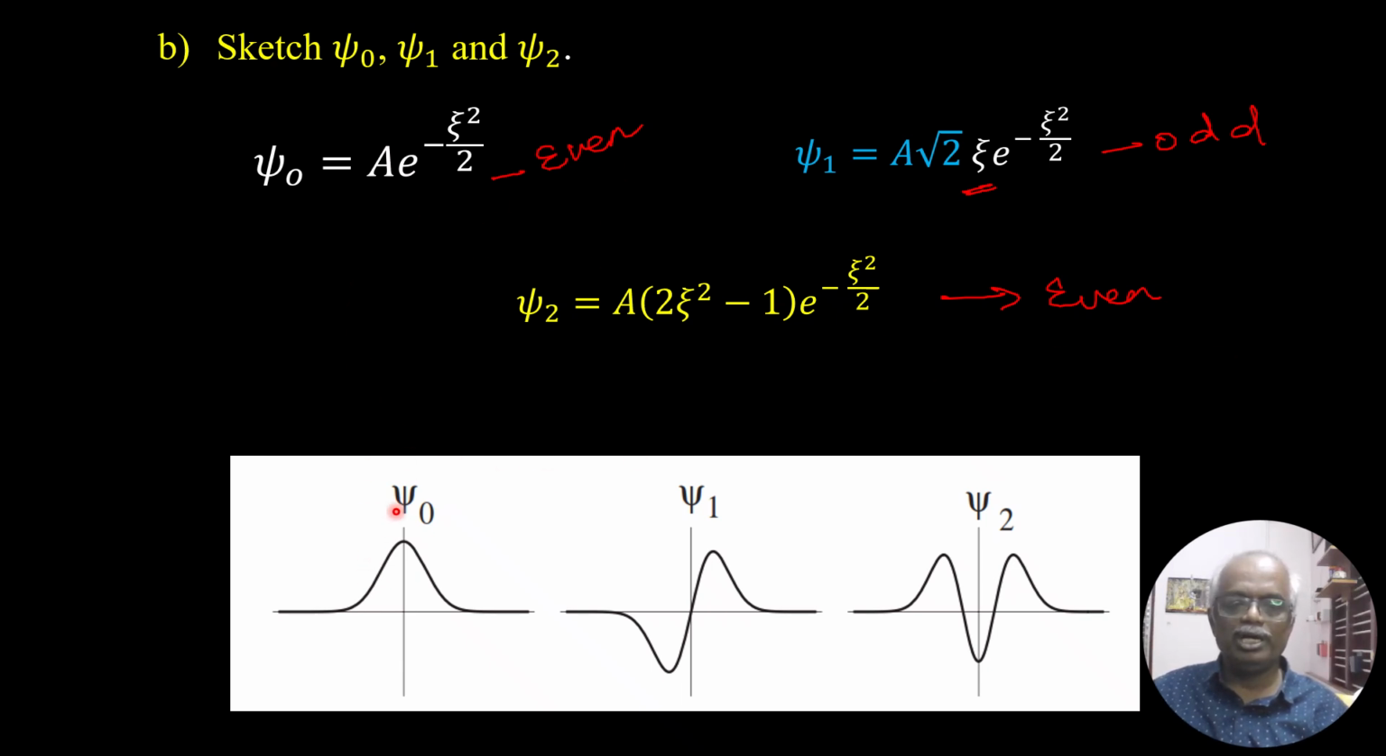So now first you draw the diagram. Psi 0, naturally, is a simple Gaussian, and psi 1 will look like this, because z is there. So for positive z you will get positive, for negative z you will get negative sign. Similarly, psi 2 will look like this. So this is psi 2, psi 1, psi 0. Now we will move to the next section.